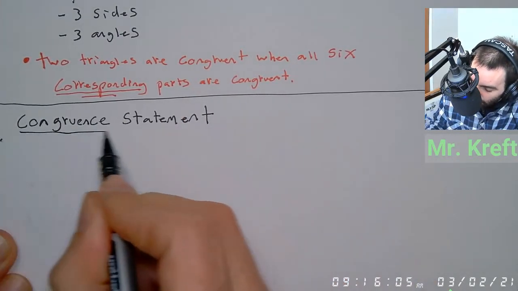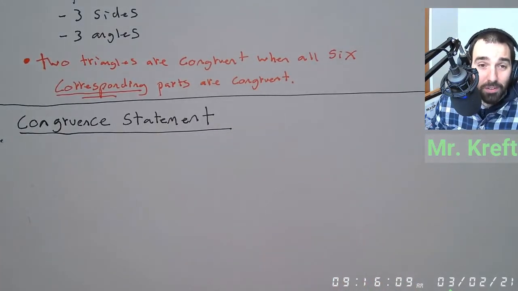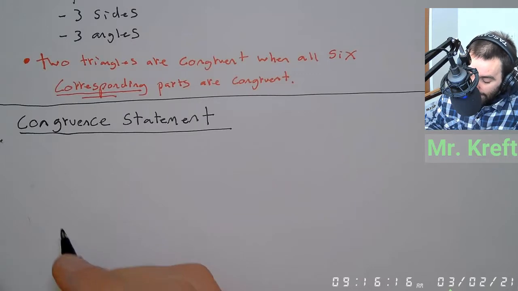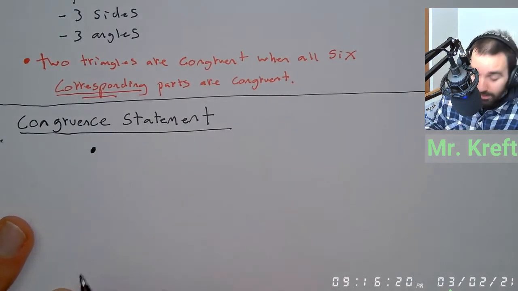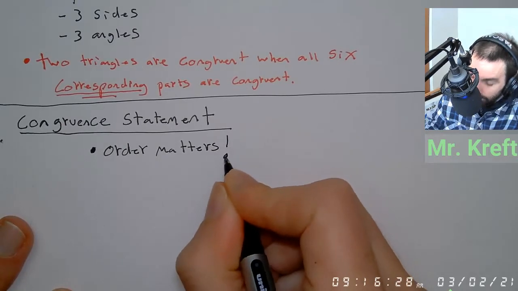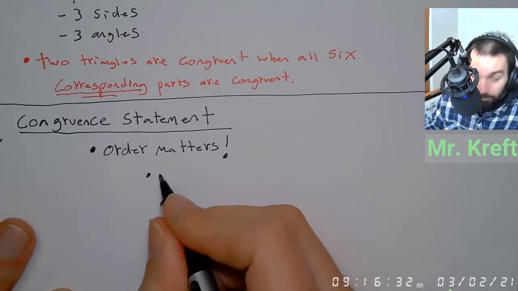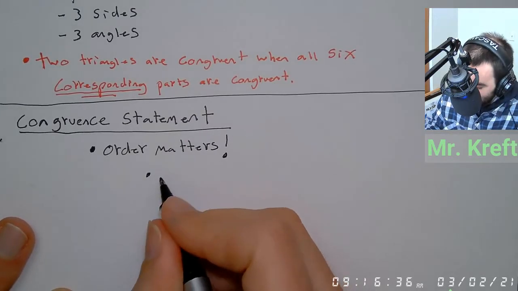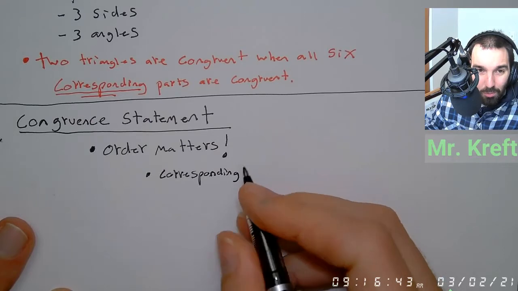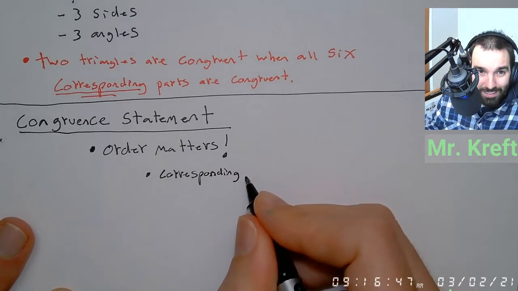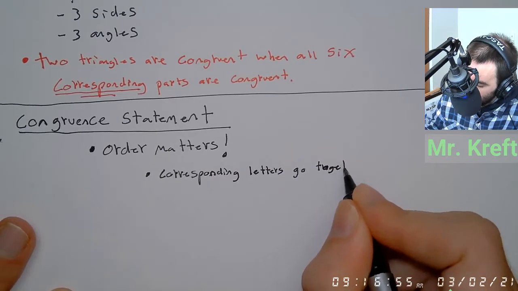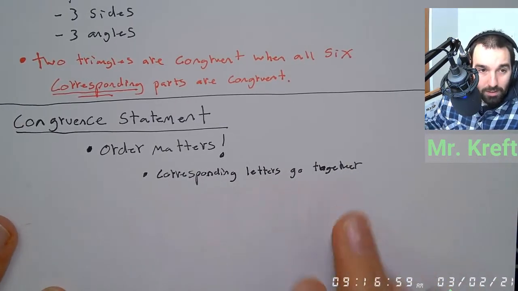This is your friend, okay? So we're going to start with a congruent statement. And this is basically a statement saying that they're the same. Okay, that's what a congruency statement is, the statement that they're the same. So a congruency statement, okay, the number one thing here is that order matters. And what I mean by this is the corresponding first letters go together. Corresponding letters go together. And I'm going to do an example of this.